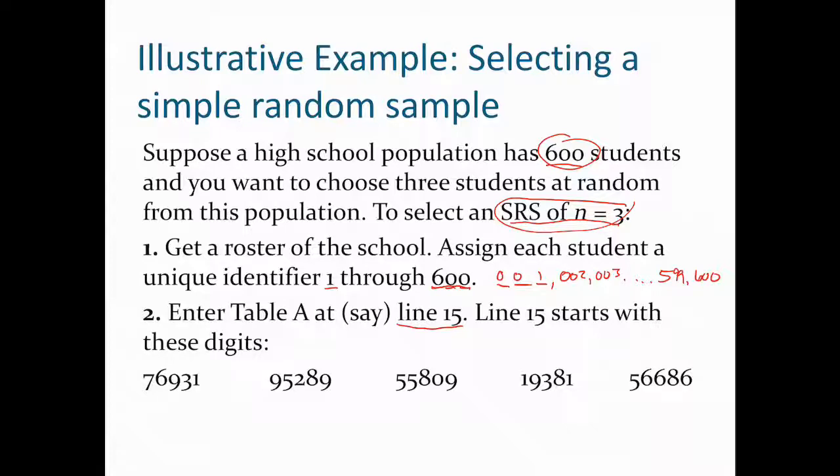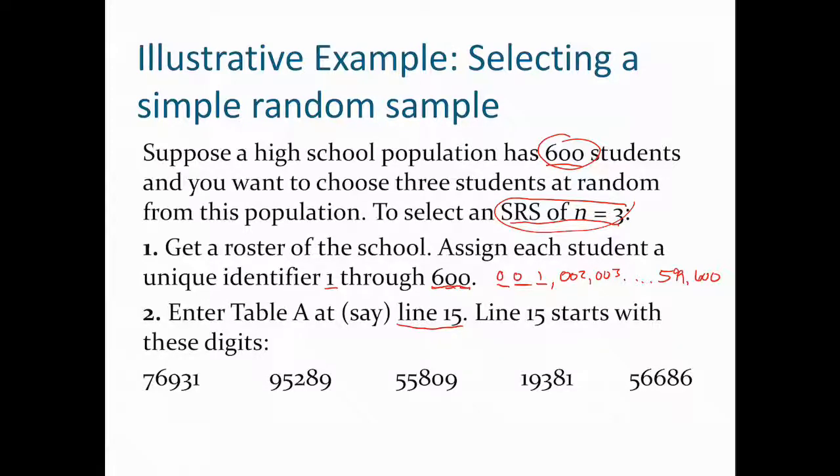15. And if you go to line 15 on page 539, you'll see that it starts off with 76931, and then 95289, then 55809, so on and so forth. So here we start here, and this is our digits.